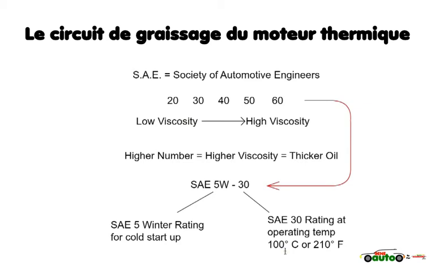In this example, the oil has an SAE viscosity of 5 at reduced temperature and flows like an SAE 30 at normal operating temperature.